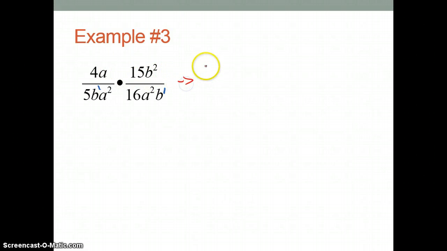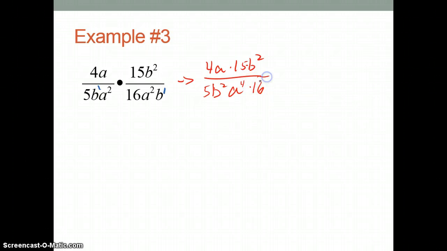So what I'm going to do is take this top and rewrite it as multiplication. Notice all of these are multiplying. It's 4 times a times 15 times b squared. On the bottom, I'm going to do 5 times b to the first times b to the first, which is b squared. And then a squared times a squared is a to the fourth. And then I'm not going to forget about the 16 here.